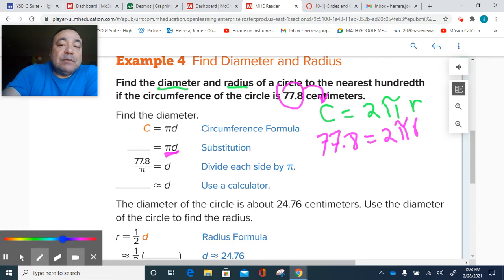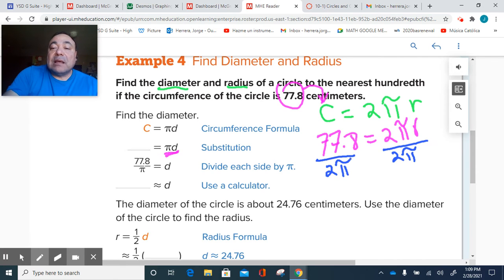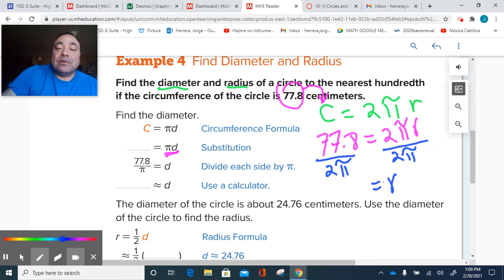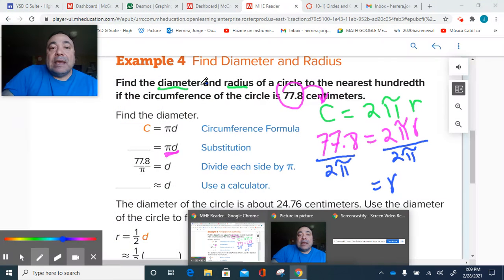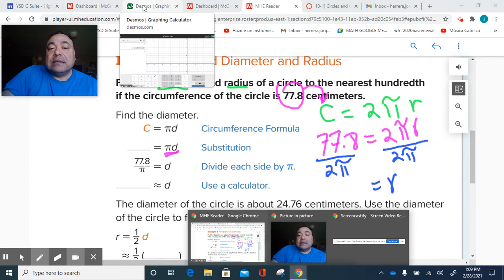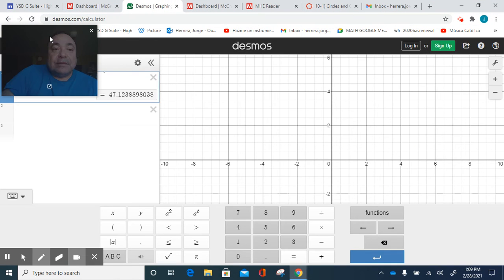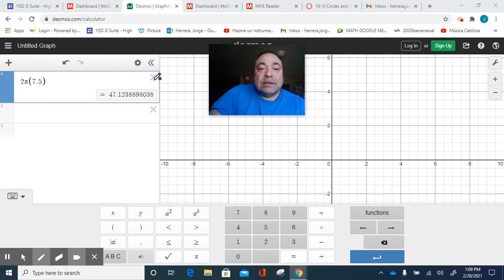We go here and say, okay, first of all, I'm going to divide both sides by 2 pi. I'm going to divide everything by 2 pi. If I do that, I'm going to get my radius. That's another way of doing it. So I'm going to go to my calculator, my dandy calculator here, guys, and I've got to get 77.8. So I'm going to clear that out.